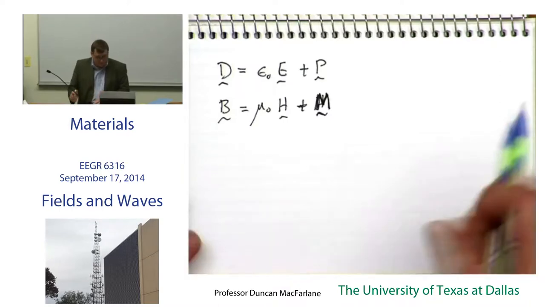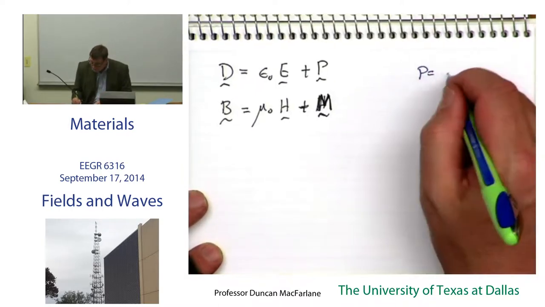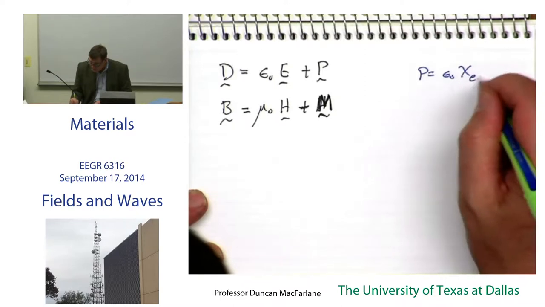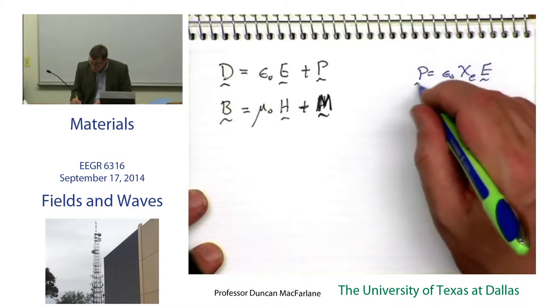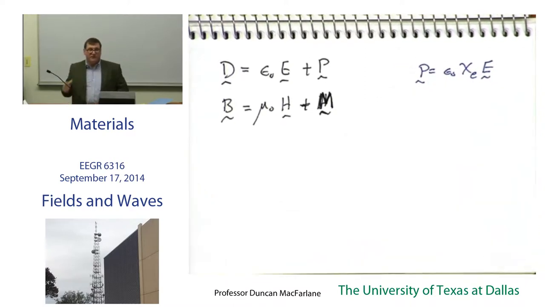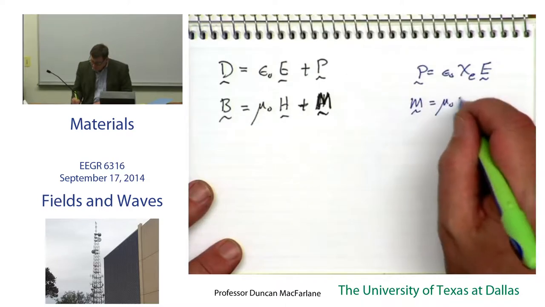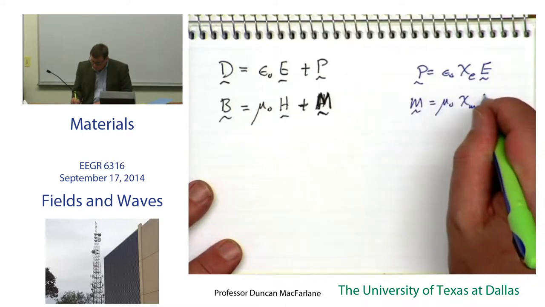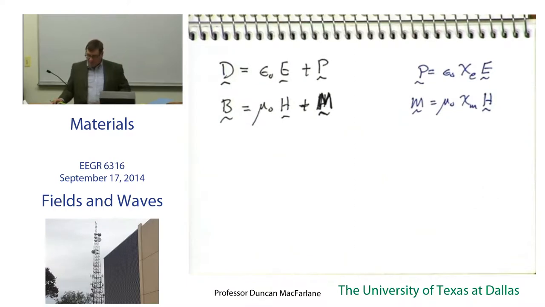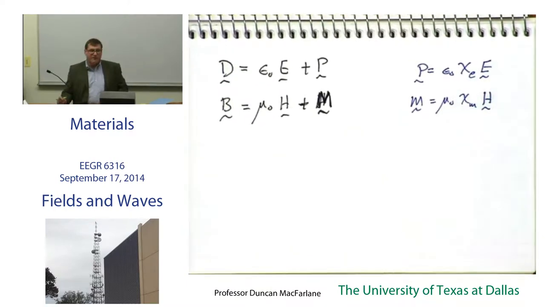Now, very often, the material might be related linearly to the electric field through a susceptibility, a dimensionless susceptibility. And similarly, the magnetization can be related to H through a magnetic susceptibility. So these are simple materials.